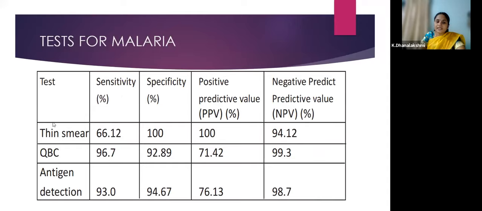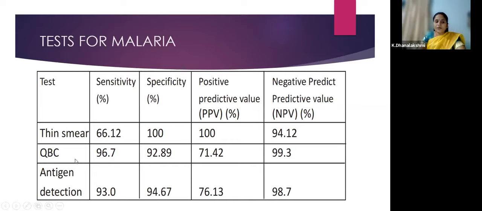So apart from the thick and thin smear, the other test which is available is QBC. QBC is quantitative buffy coat analysis. Here also it is technically difficult. We need a fluorescent microscope and the observer should be competent enough to look into the fluorescent microscope. So even though it is a very good test, it depends on who is doing the test and where it is being done.